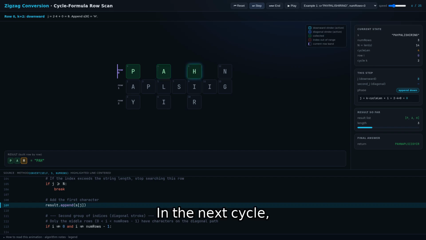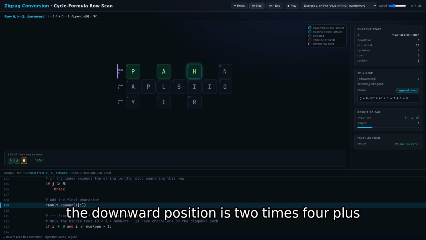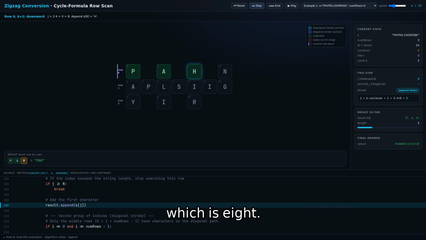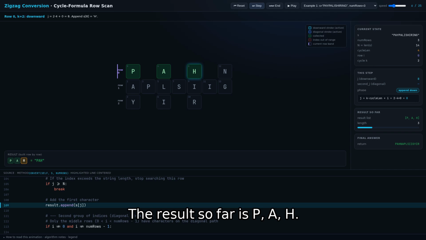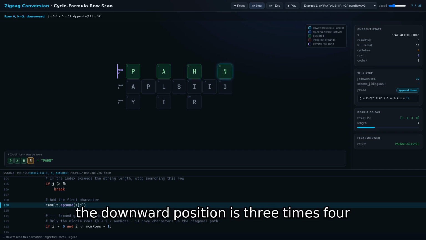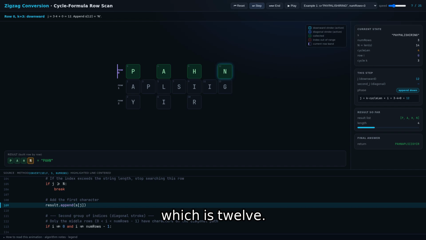In the next cycle, the downward position is 2 times 4 plus 0, which is 8. Position 8 holds the letter H, so we append H. The result so far is PAH. In the next cycle, the downward position is 3 times 4 plus 0, which is 12.